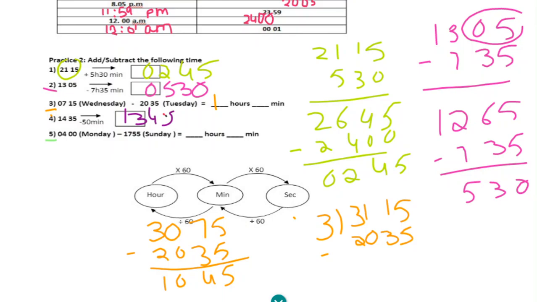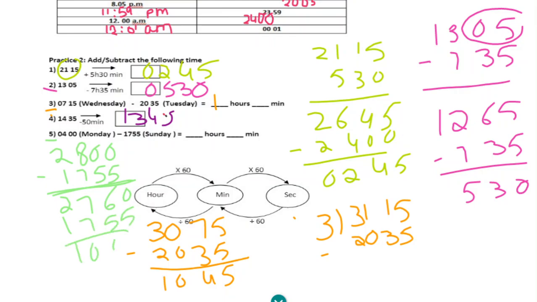Okay. Question number 5. Find the difference in hours and minutes between the time 17:55 on Sunday and 0400 on Monday. Since we've gone to Monday, add 24 hours to 4, so 2800 subtract 17:55. For that, first change this into 2760 minus 17:55, and we get 10 hours and 5 minutes. So the answer is 10 hours and 5 minutes.